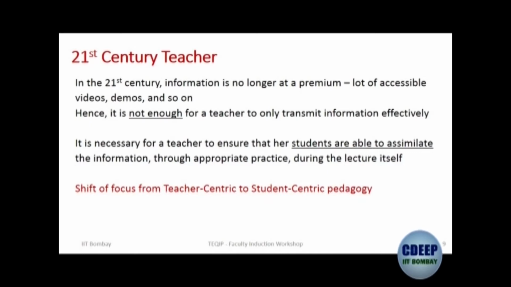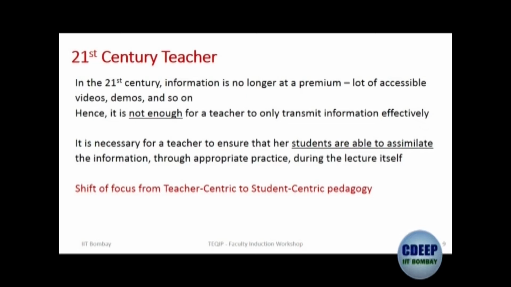Okay? It's necessary for a teacher to ensure that her students are able to assimilate the information through appropriate practice during the lecture itself. Okay? During the lecture itself, you want students to be able to absorb and apply the ideas that they have learnt in your class. So this is what we are calling a shift from teacher-centric to student-centric.